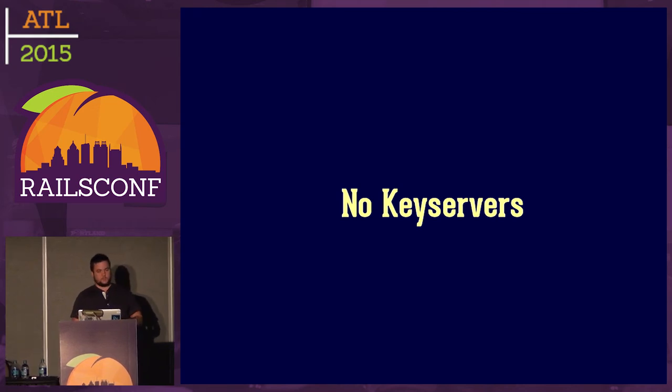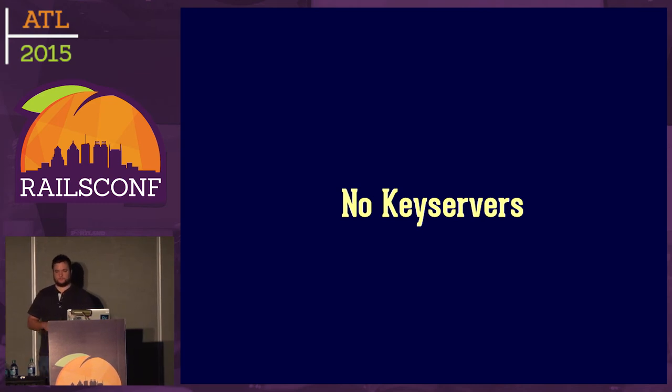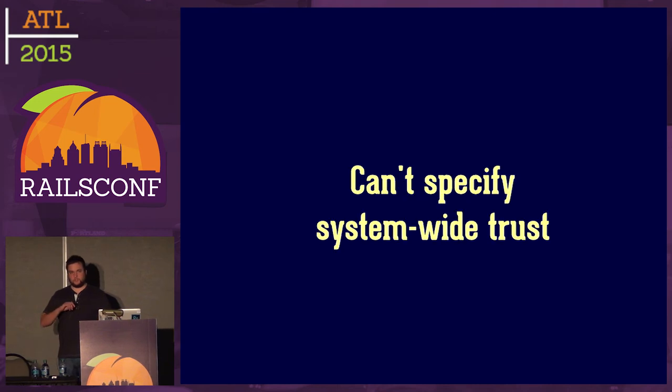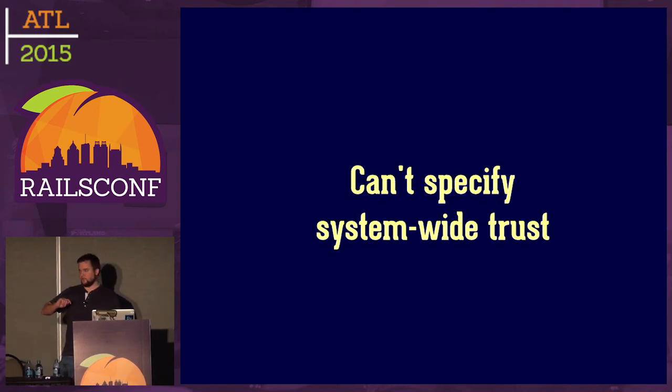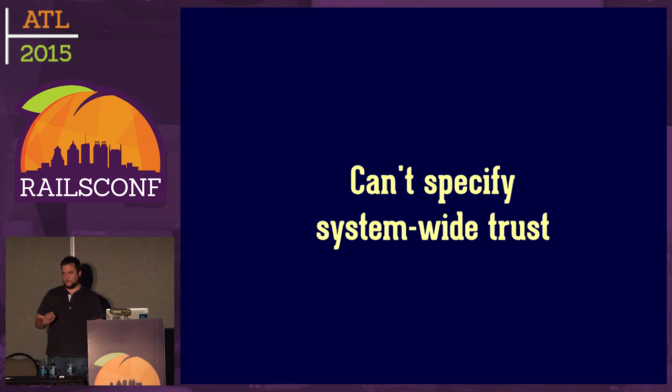In the case of gems, the keys and the cert chains are included in the gem tarball. And you can't specify a system-wide trust. With GPG, you can say, I will trust anybody who has any sort of signature, or you can say, I only trust people who I've signed myself, or you can say, if Derek says they're cool people, I believe it.